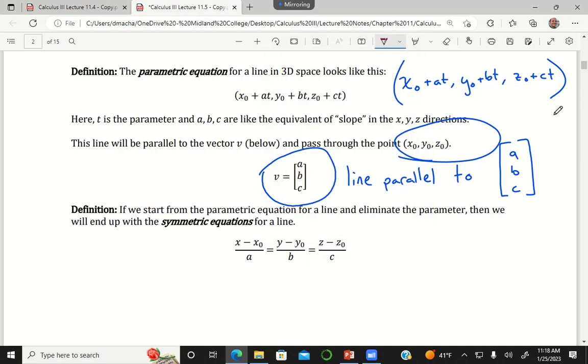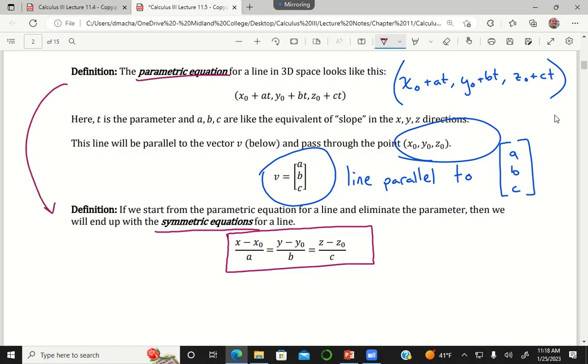So this next definition, the definition of symmetric equations for a line, this is what I mean by symmetric equations for a line. What it takes to go from this parametric equation over to the symmetric equation is we say, well, my x-coordinate is given by x naught plus at. If you just take this equation and rearrange it a little bit to solve for t, solving for t would give me x minus x naught over a.